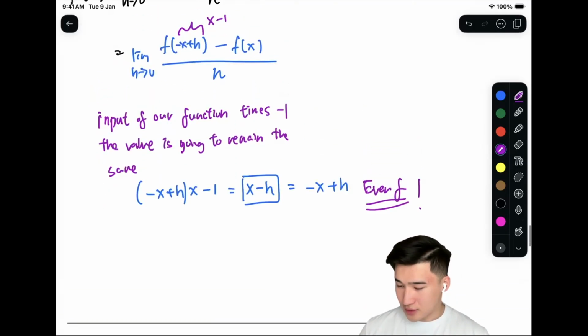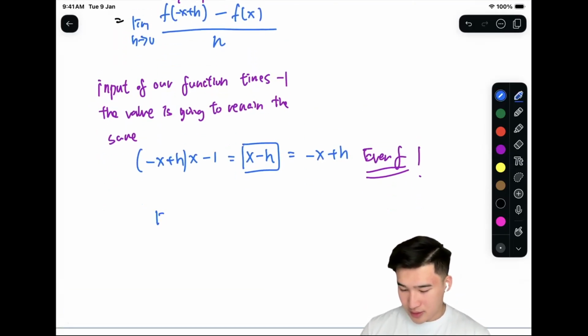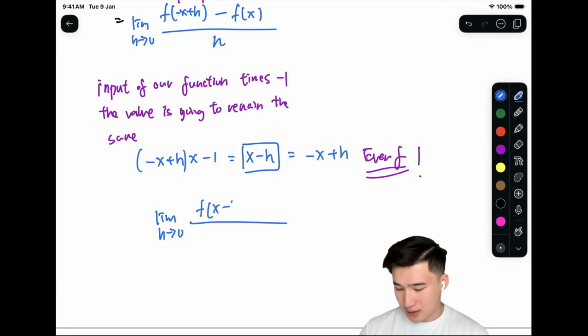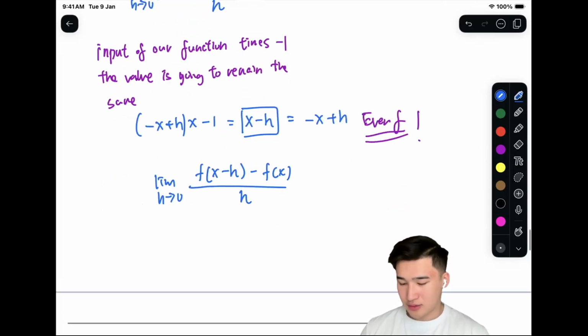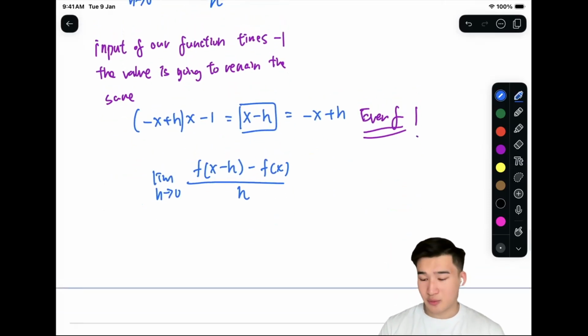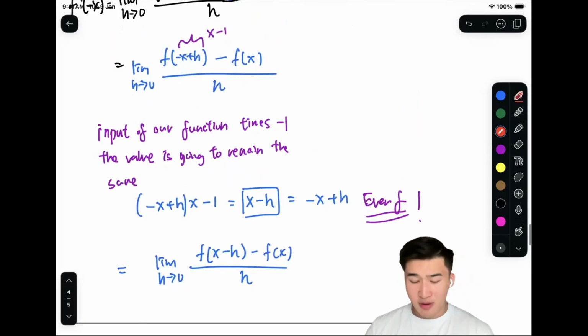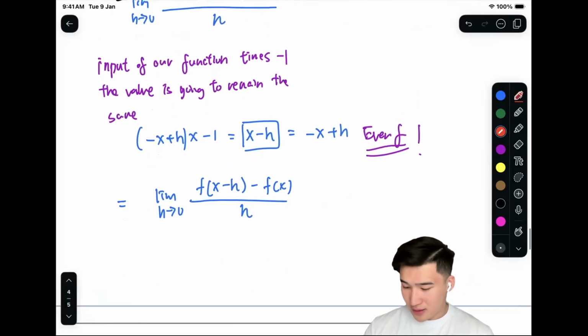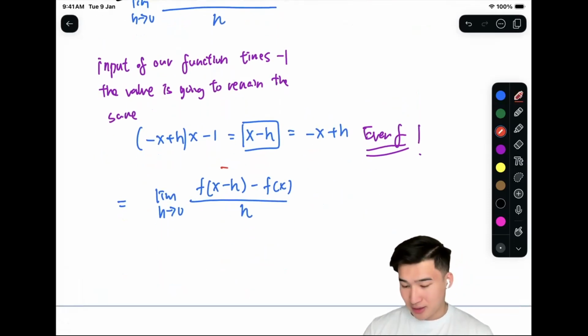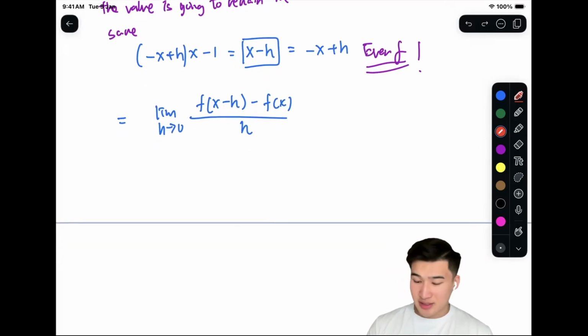So now we can use this limit as h goes to 0 of f(x - h) minus f(x) over h. Okay, so this is what the next step is going to be. Remember from the equation of the derivative, the inside shouldn't be a minus, it actually should be a plus. So how do we do this? Well, actually we can substitute a variable.